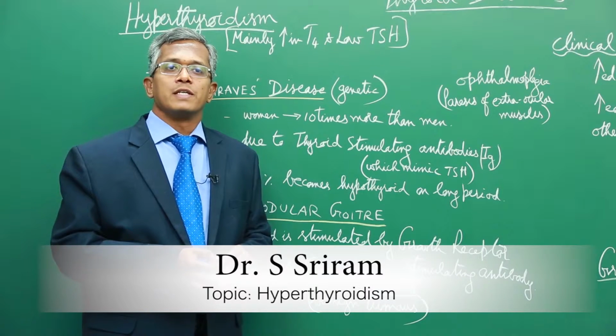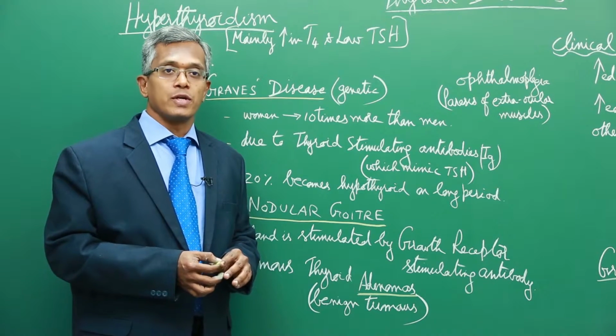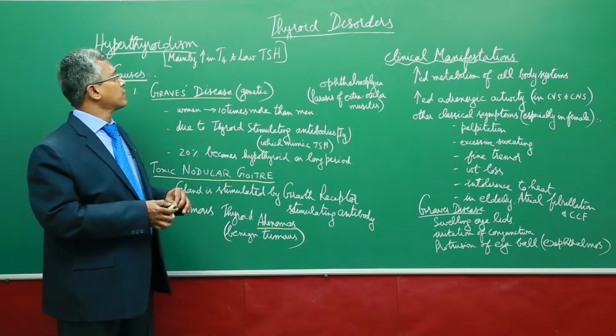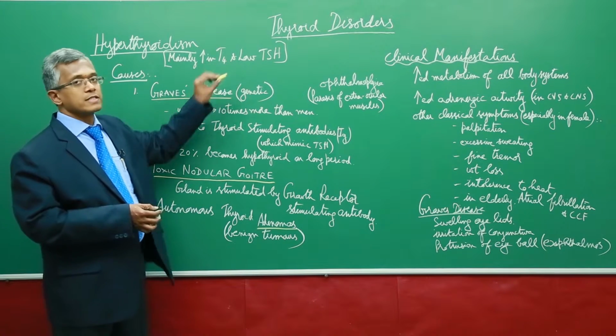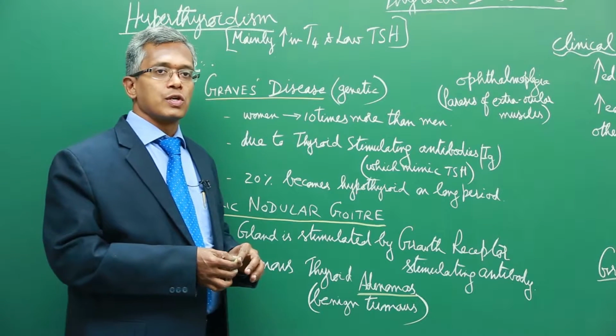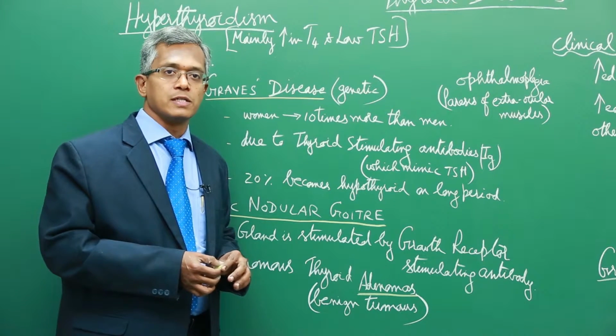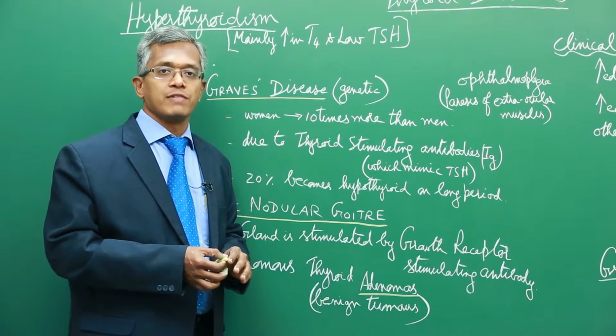Hyperthyroidism. Whenever there is abnormal secretion of the thyroid glands, it leads to hyperthyroidism. Especially whenever there is an increase in T4 and lower TSH, this can lead to hyperthyroidism. We can divide the causes of hyperthyroidism into three different reasons.